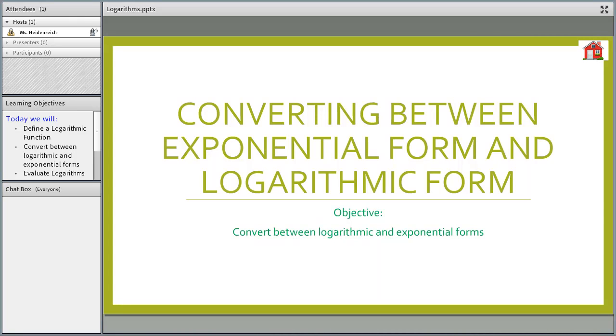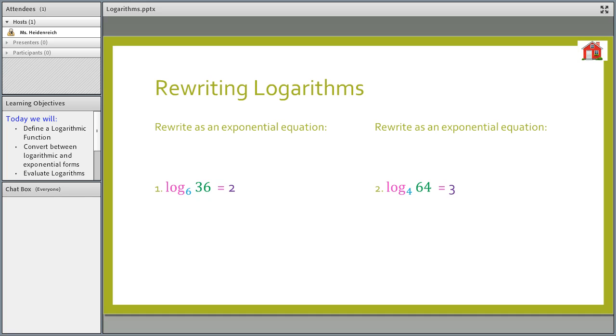All right, we're ready for our second objective now, which is to convert between logarithmic and exponential forms. This is going to be very related to what we were just doing. Your goal on these questions is to rewrite the logarithm as an exponential equation.